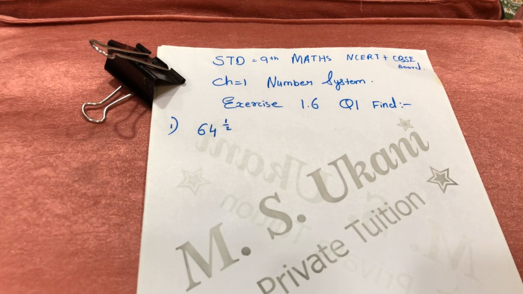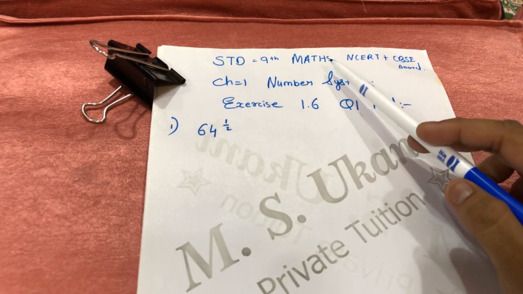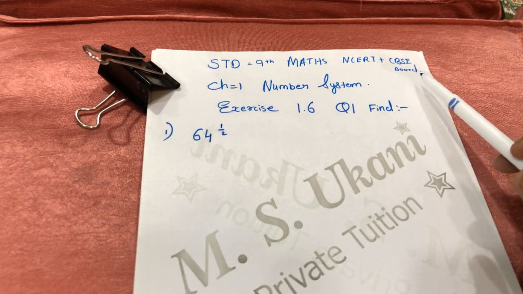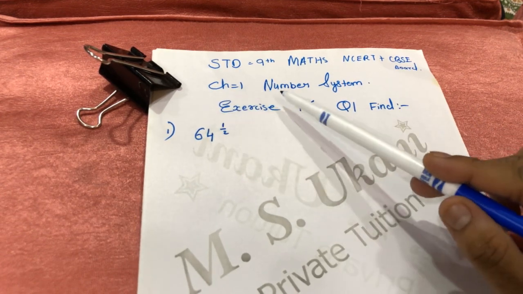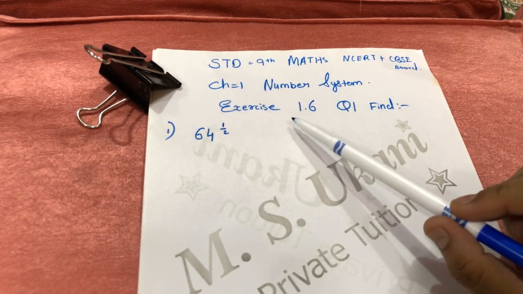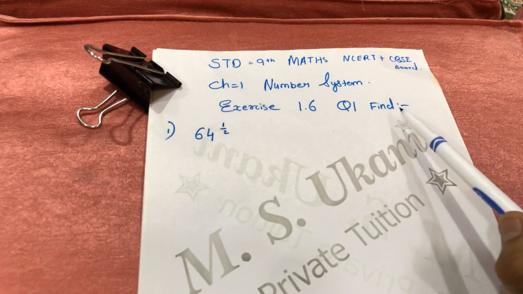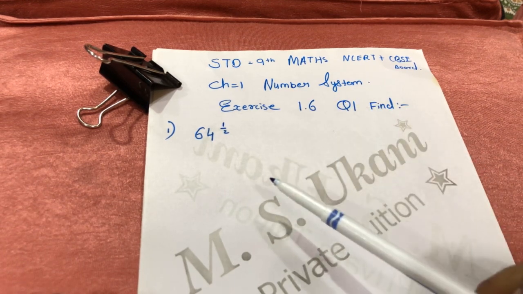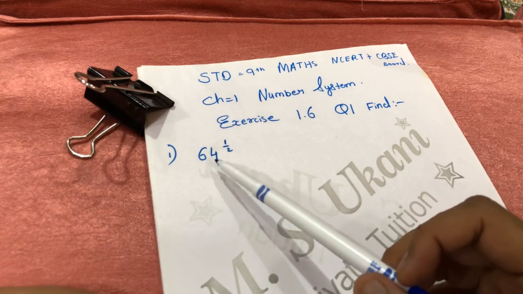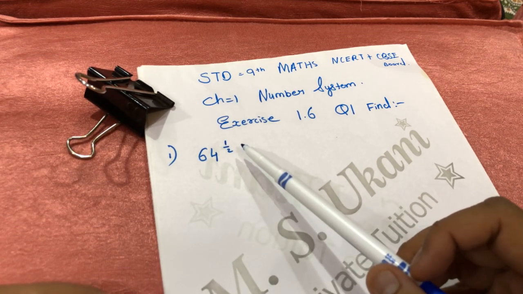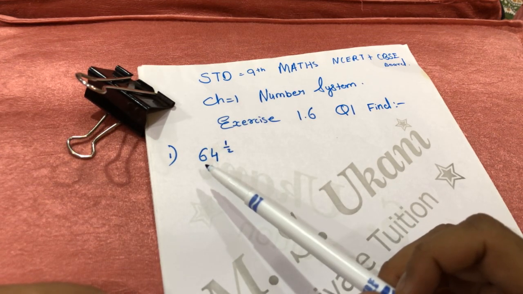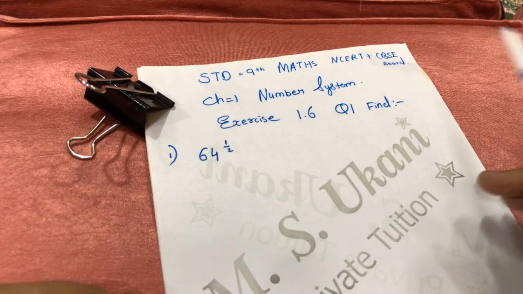Today we are going to start Standard 9 Maths NCERT plus CBSE Board, chapter number 1, Number System, exercise 1.6 question 1: find. The first question is related to 64 raised to power half. So we have to find the value of 64 raised to power half.